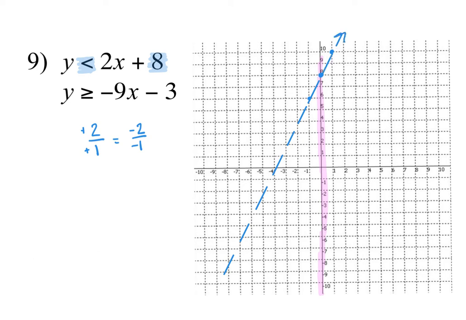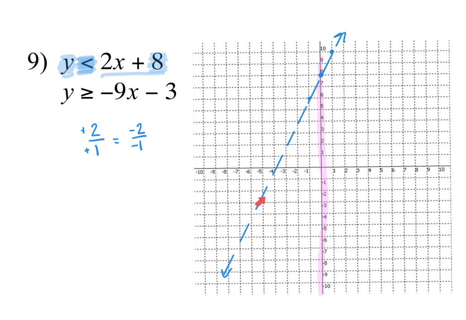All right. And then the last thing I need to decide is where to shade. So my y value is smaller than this line I just drew. So I'm going to look, my y value is right here. Where is it smaller? Well, it starts getting smaller here. Yeah, on the bottom, all right?